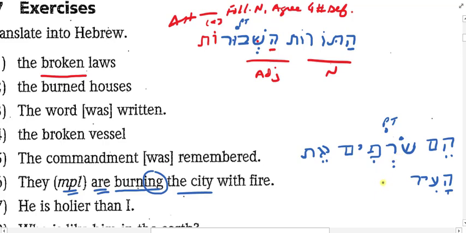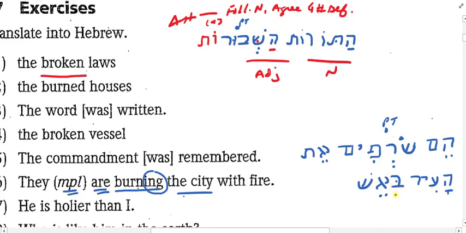What's the word for fire? It's esh. So I could just say they are burning et ha'ir esh. They are burning the city fire. That is possible. And that would mean with fire. But I could also use a preposition to say with fire. And what would I use for that?